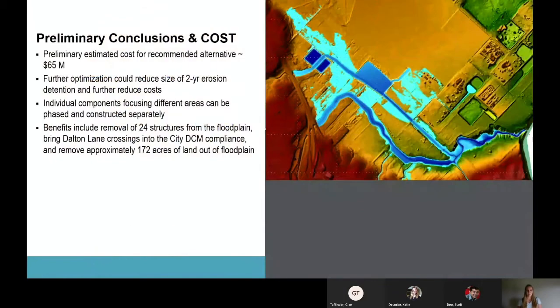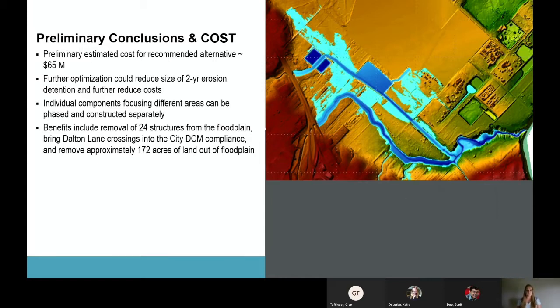And this solution ended up costing about, I think we costed about $65 million. There could be a little bit more optimization and some phasing as far as individual approaches. Overall, it removes about 24 structures from the floodplain and then brings those 2 crossings of the creek into compliance, and also removes 172 acres out of the floodplain.